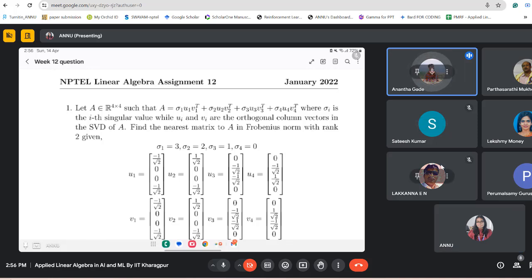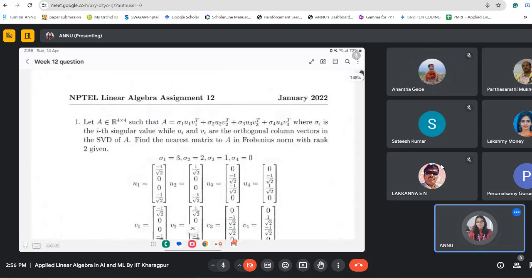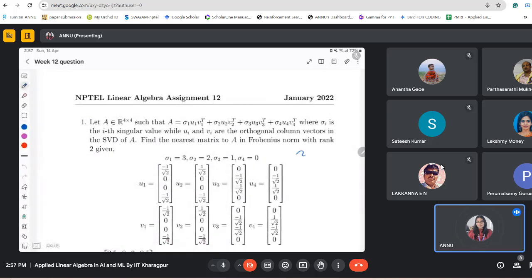Sigma 1 is 3. Let's solve it in a big space. Sigma 1 is 3, U1 is minus 1 by root 2, 0, 0, minus 1 by root 2, V1 transpose is minus 1 by root 2, 0, 0, minus 1 by root 2, plus sigma 2, which is 2, with U2 as 1 by root 2, 0, 0, minus 1 by root 2, and V2 is 1 by root 2, 0, 0, minus 1 by root 2. This is 4 cross 1, this is 1 cross 4, so this would be 4 cross 4.